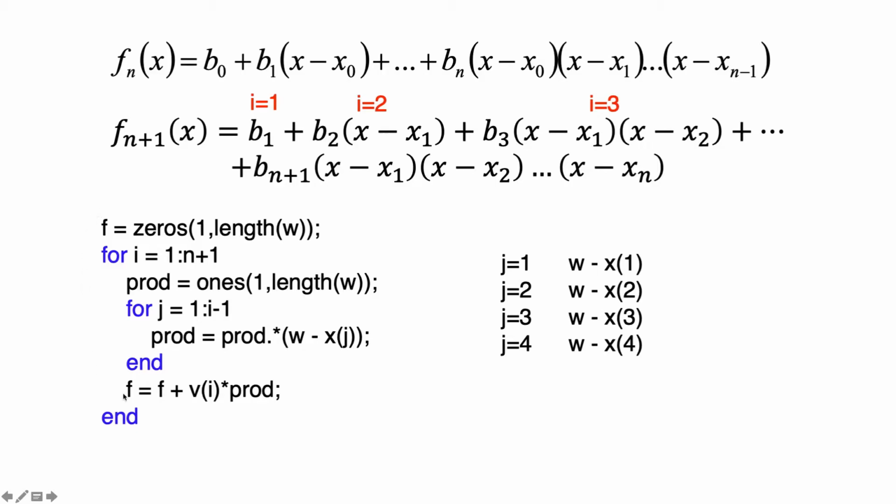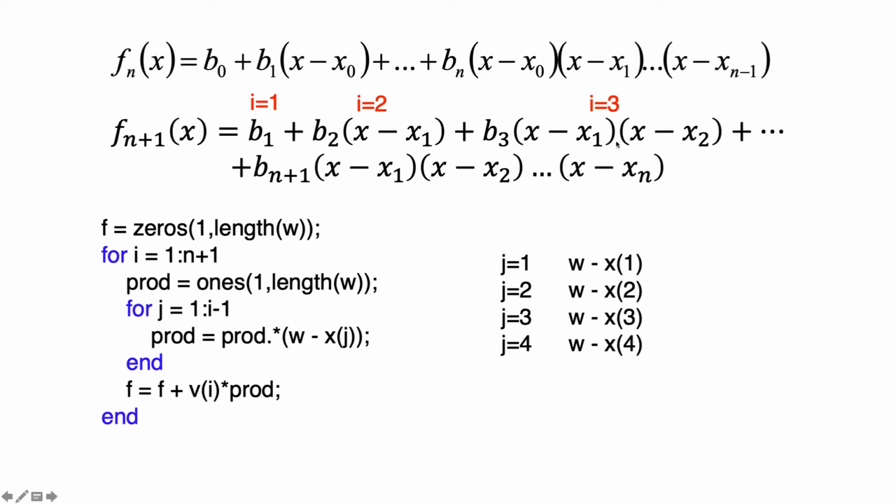Our objective here is to determine this function f. In this code, I wrote that function f as the variable f. And I'm adding each term here, which is why for I equals 1 to n plus 1, I'm adding this term to each iteration of f. Remember that vi is our b1, b2, b3, or the coefficients that we need to produce.